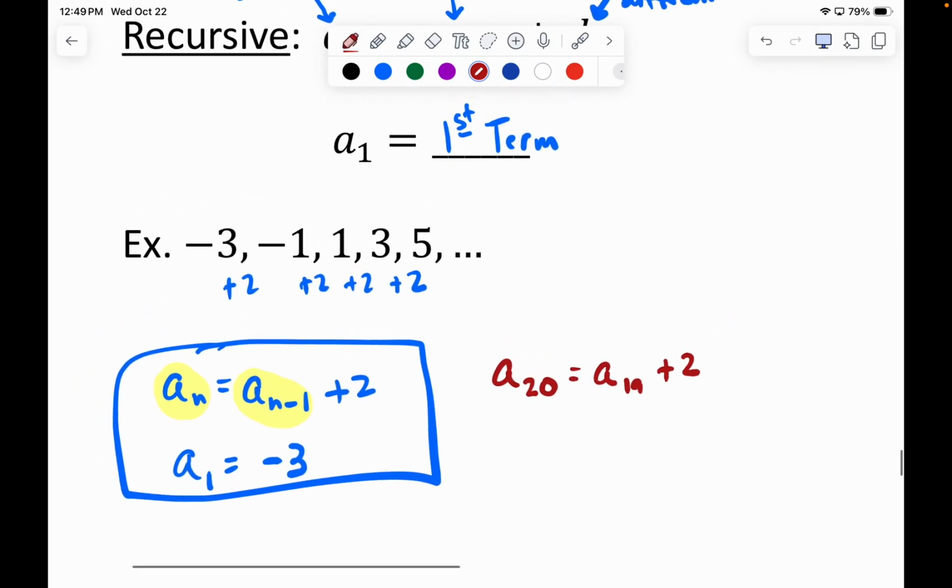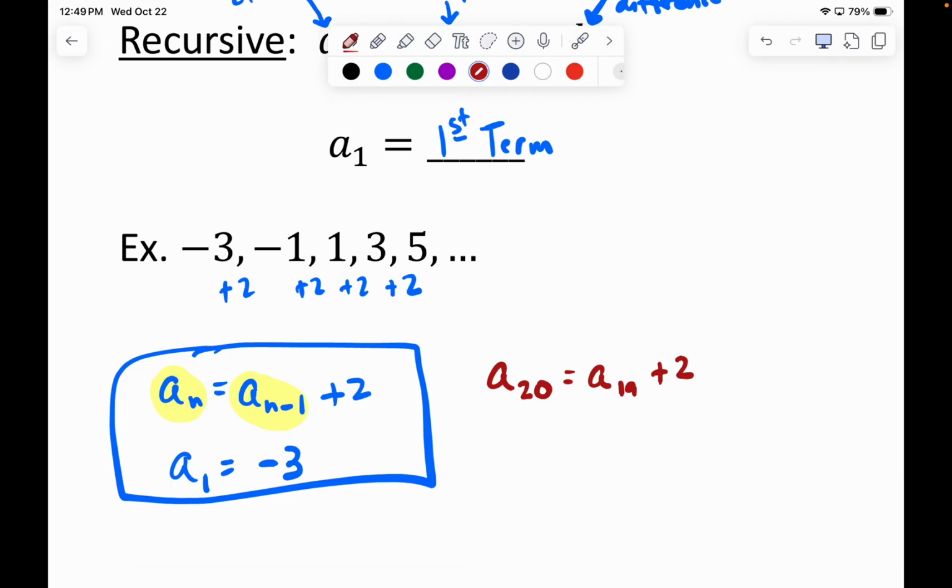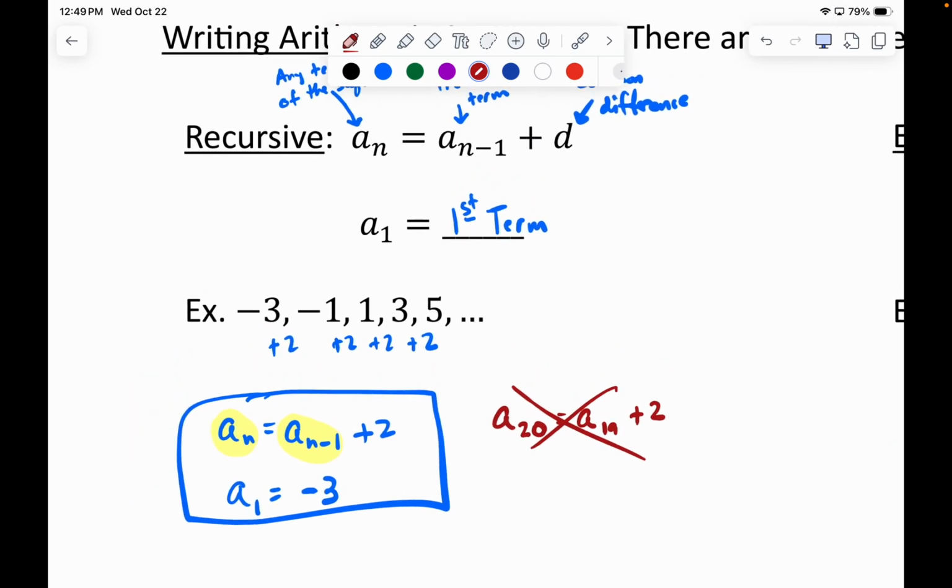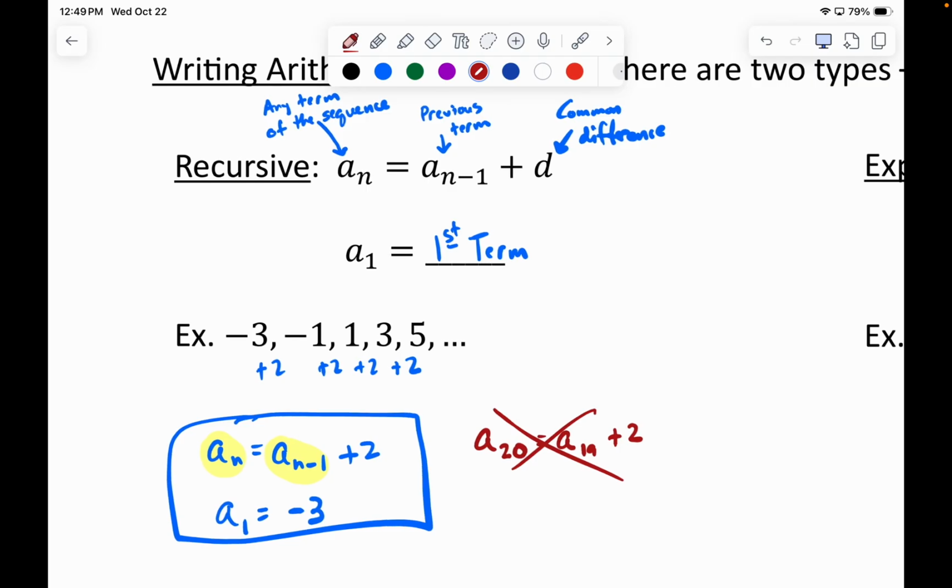I don't think these are as useful, because if I want to find a different term of the sequence, I need to just list them all the way out, which does not seem to be a very smart way to do things, right? So if I were to find the 20th term, I would need to know all 19 terms before it. So I will not make you do that for this. MathXL will not make you do that for a recursive rule. You'll just have to write them. Okay, that's all we got to do.